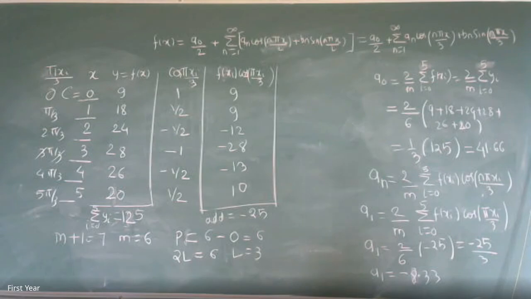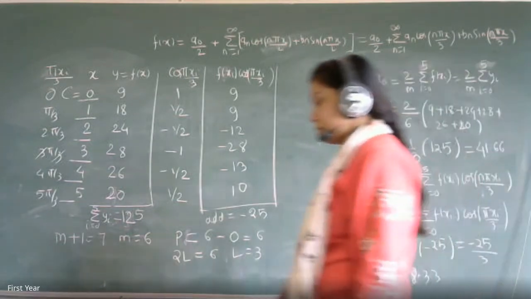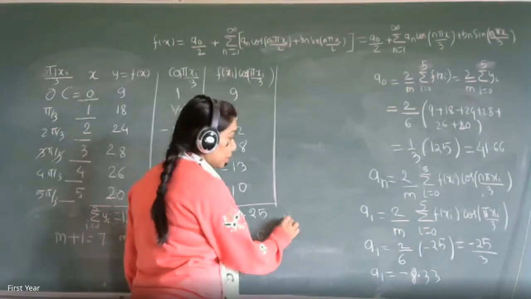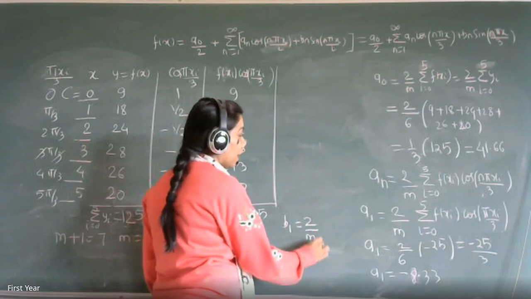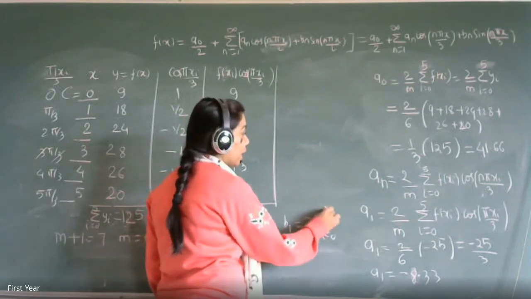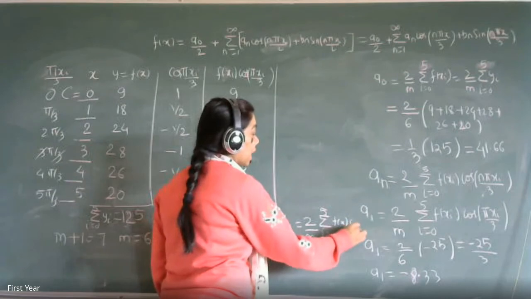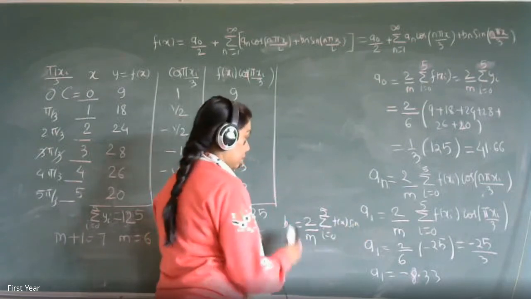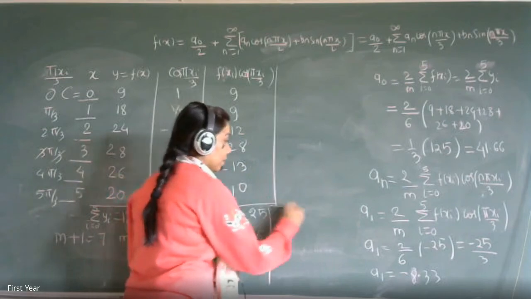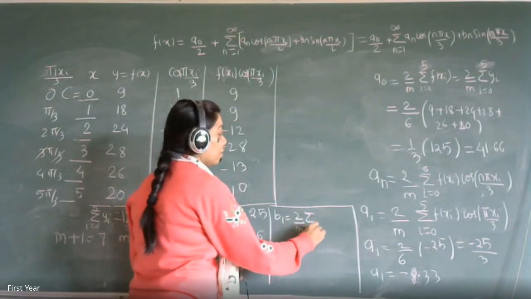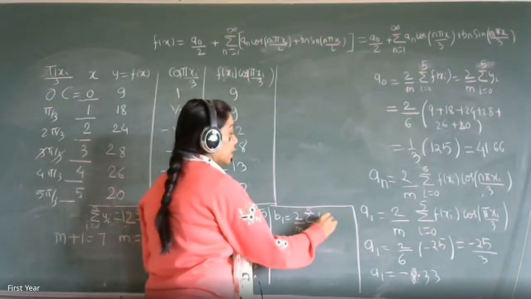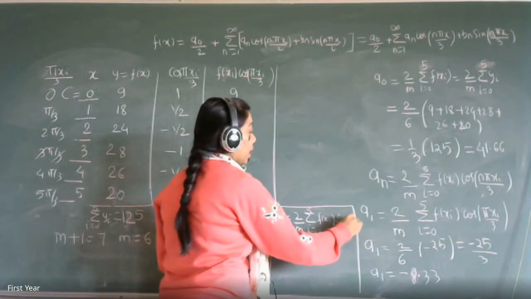Now try to tell me what will be the columns that I draw for B1. What is the formula for B1? Sin pi xi upon 3. Correct. So B1 will be directly 2 by n, summation i from 0 to 5 of f of xi sin of pi xi by 3.